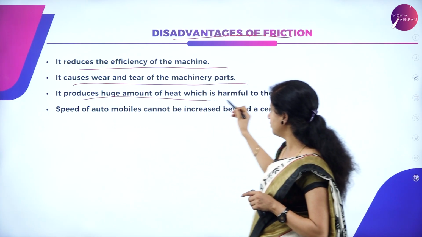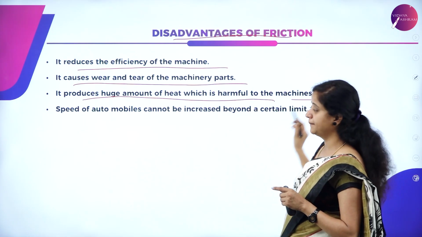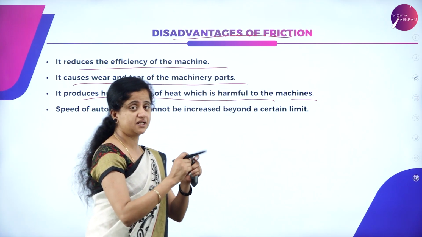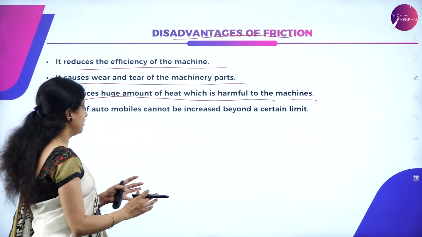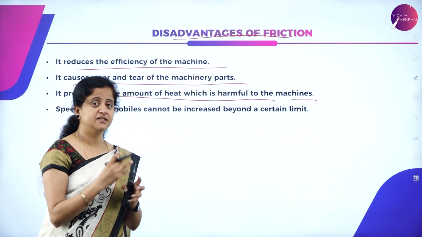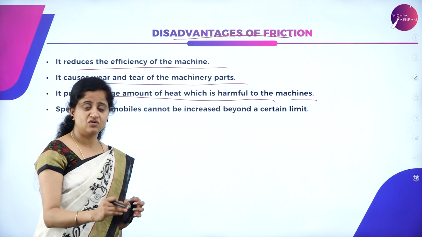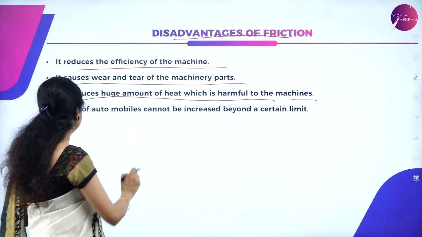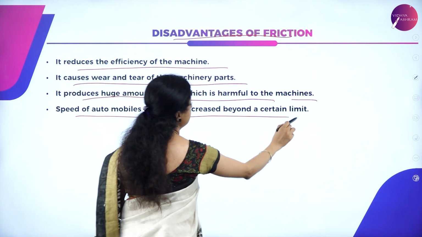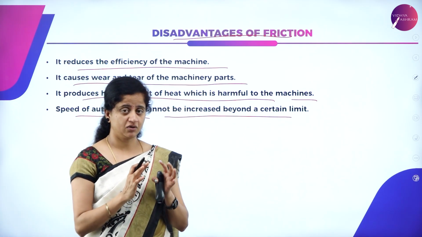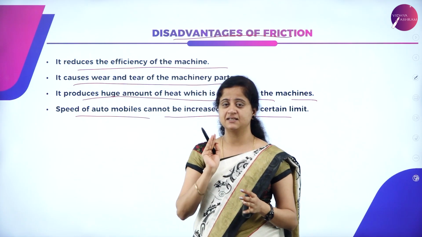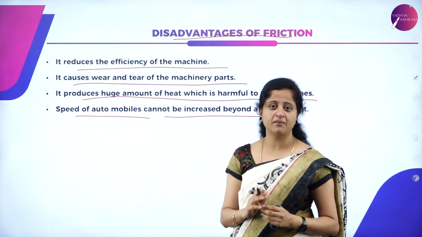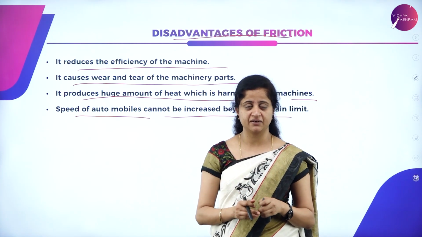It produces a huge amount of heat, which is harmful to the machines. So when there is friction between the parts inside the machine, that results in a huge amount of heat, which is not good for the machine's health. And that is again a drawback. And the speed of automobiles cannot be increased beyond a certain limit. Because of this friction in the accelerator, the speed of automobiles cannot be increased. These are a few drawbacks of friction that we can observe in our daily life.